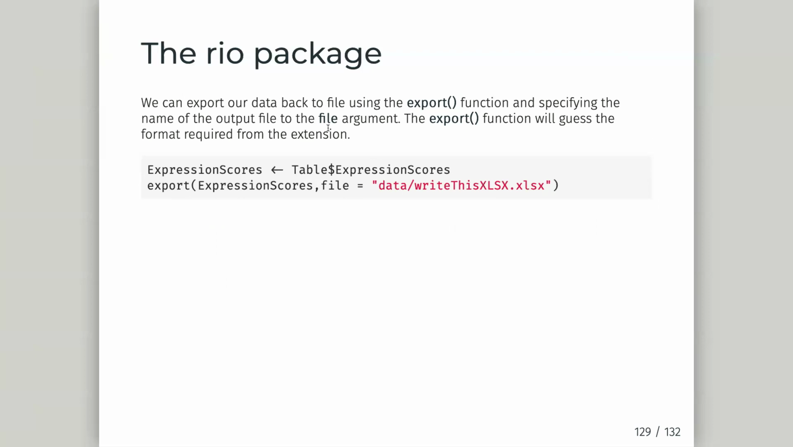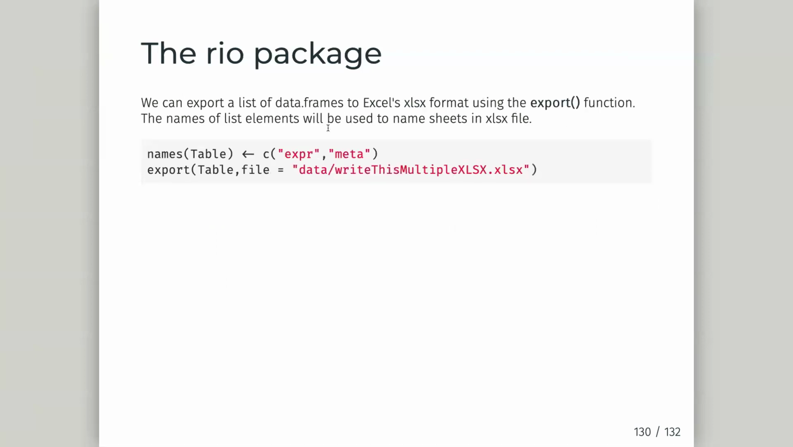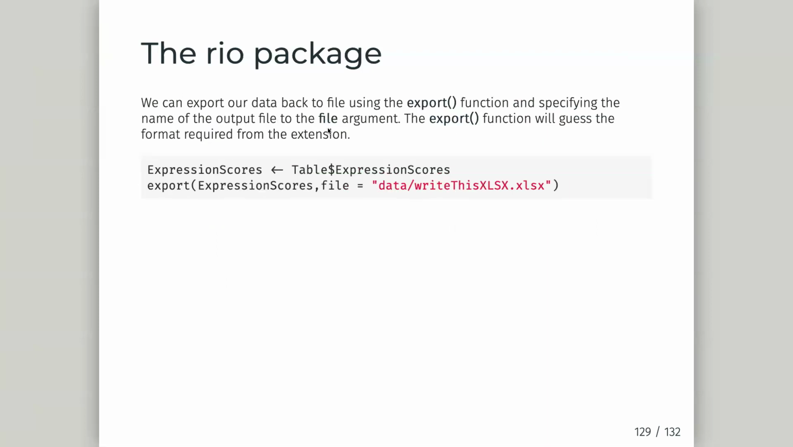So here we might want to also export data. I can export a single tab if I want. So I'm just going to take the expression scores element from the list, and I'm going to export that into an XLSX. I think that's the latest version of Excel. So that's going to export that. I just need to say file, where to export it.